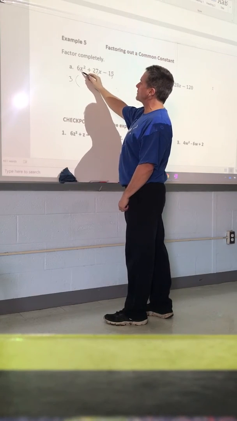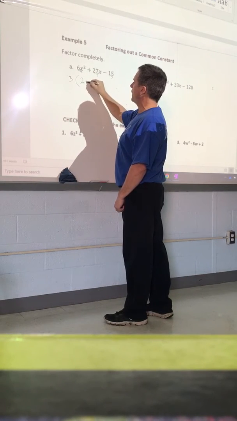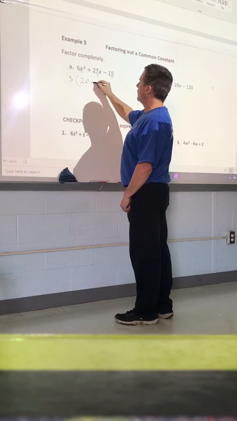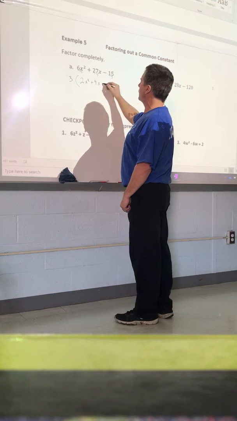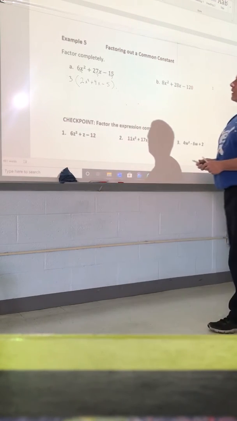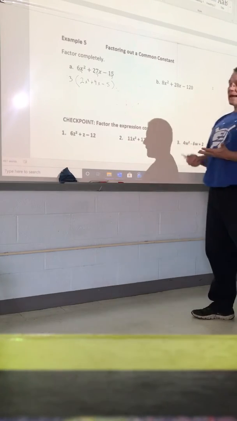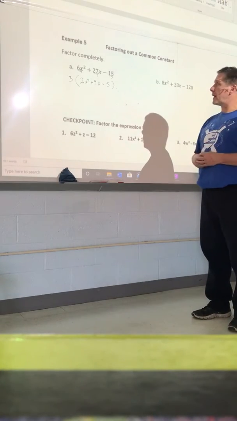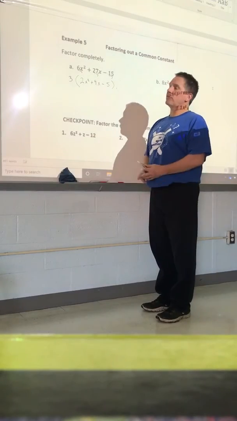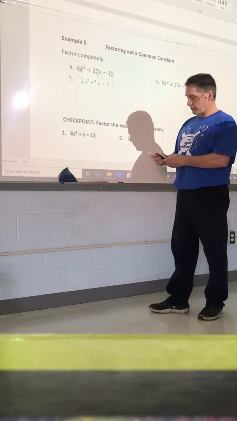So we're going to do 6 divided by 3, which gives us 2x squared. And then 27 divided by 3 gives us 9x. And then 15 divided by 3 gives us 5. All right? So we factored out that common factor first. Now we want to see if we can factor what's inside the parentheses any further.